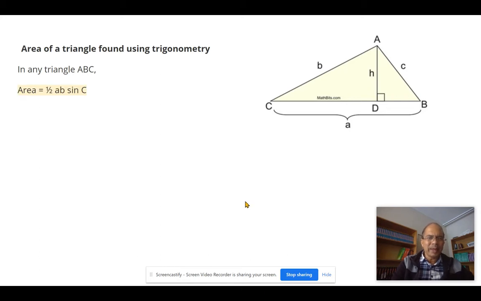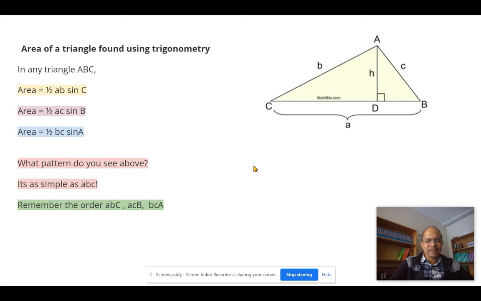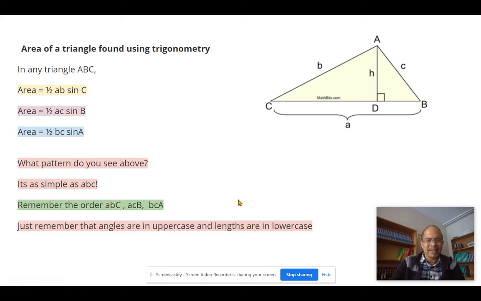So in any triangle ABC, the area is half ab sine C, or half ac sine B, or half bc sine A. Do you notice a pattern here? It's as simple as ABC. Remember the order: ABC, ACB, BCA. Note that the third letter is capitalized. Why? Because when you put them into this formula, sine of the capital letter indicates sine of an angle.